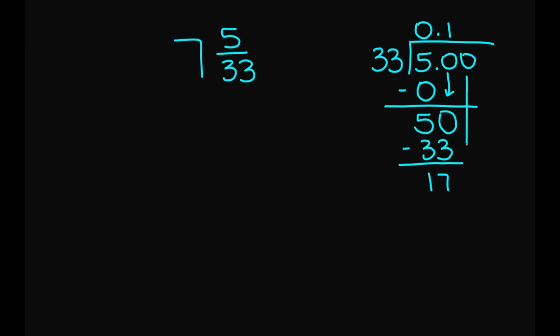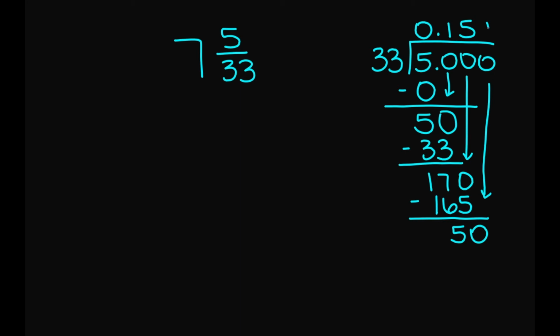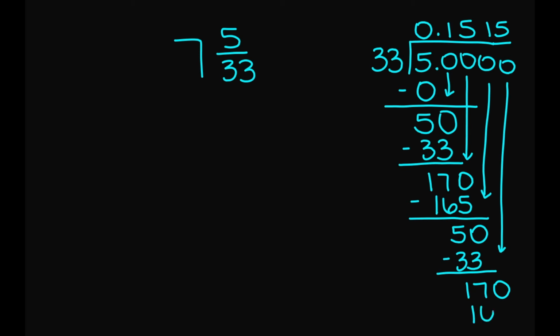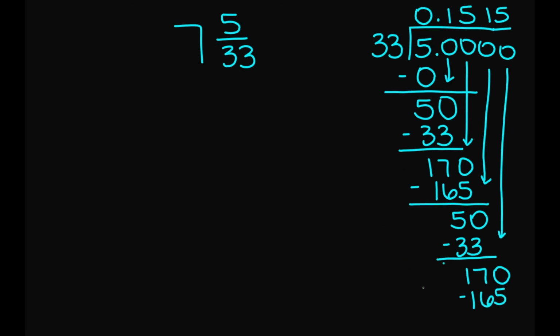Bring down my 0. 33 goes into 170 5 times. 33 times 5 is 165. 170 minus 165 is 5. Bring down my 0. 33 goes into 50 one time. 33 times 1 is 33. 50 minus 33 is going to equal 17. Bring down my 0 one more time. 33 goes into 170 5 times. 33 times 5 is 165. 170 minus 165 is going to equal 5.